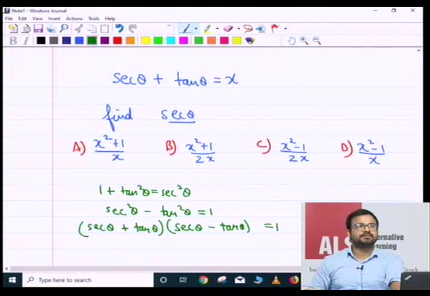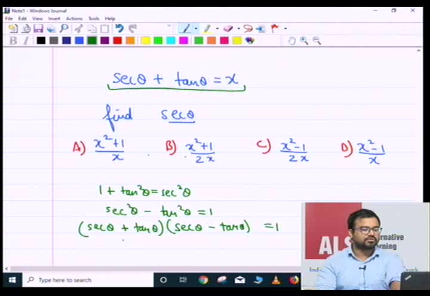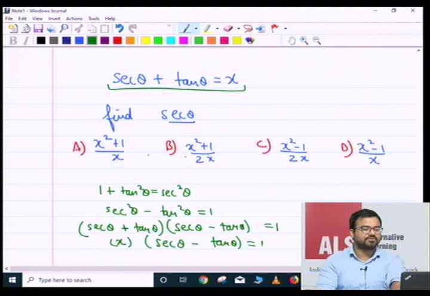We can factorize it. Now one of the values is given: sec theta plus tan theta is given equal to x. So we can say x times sec theta minus tan theta is equal to 1.